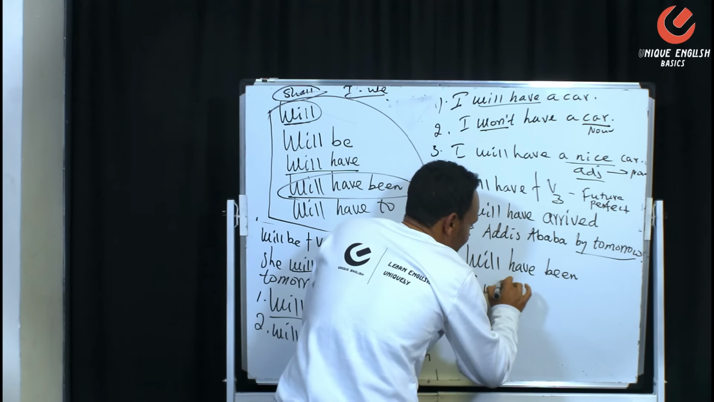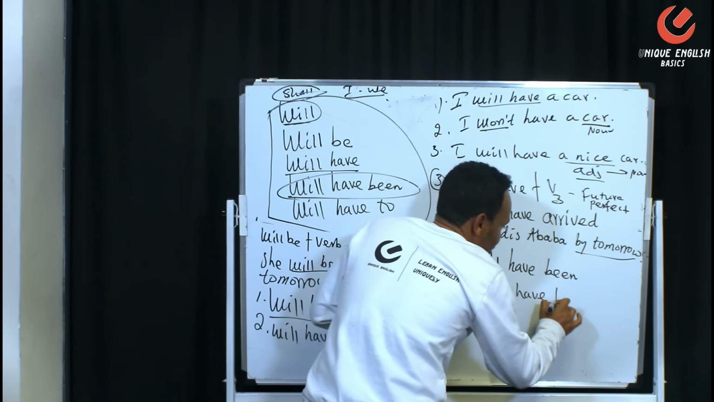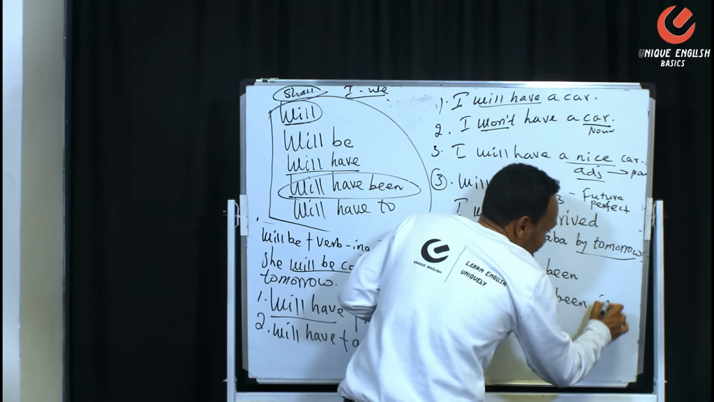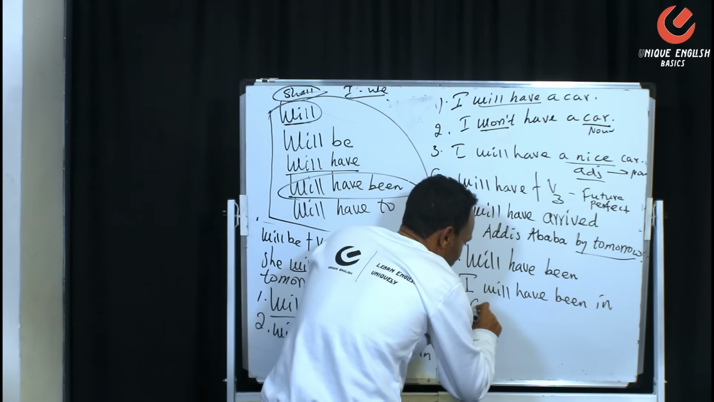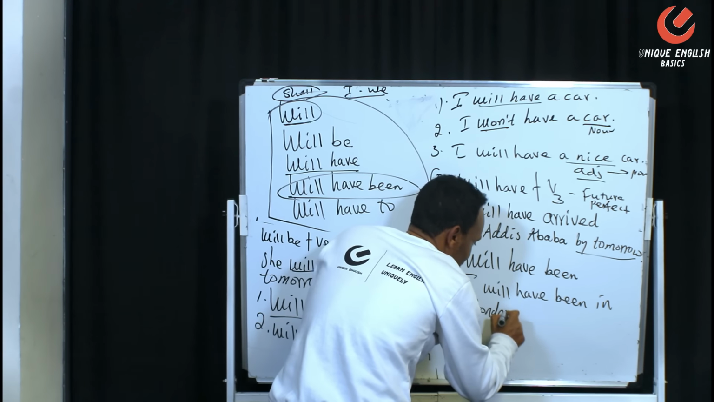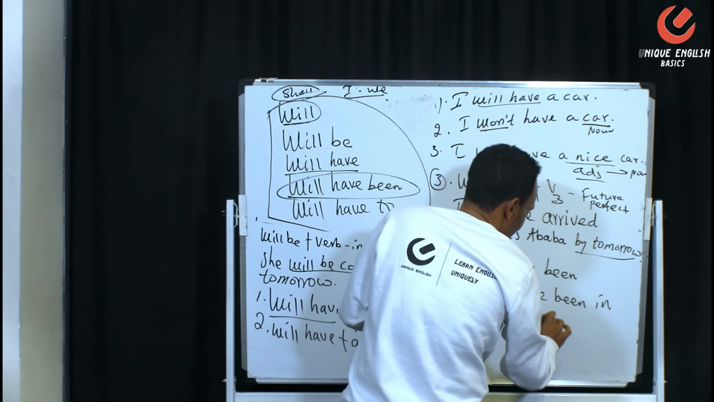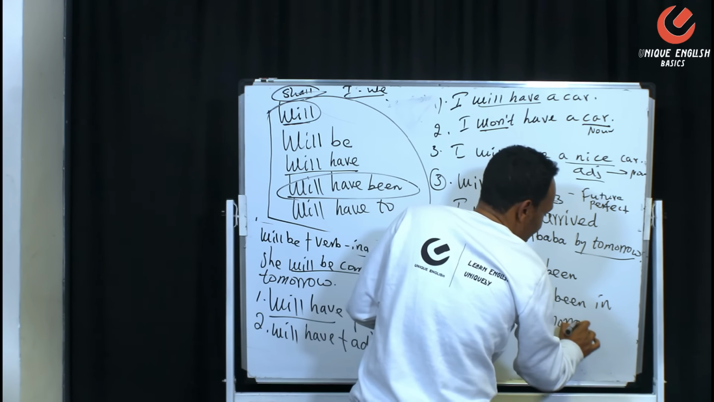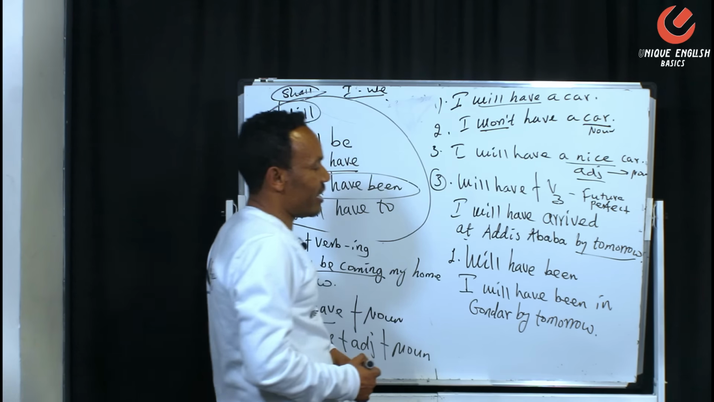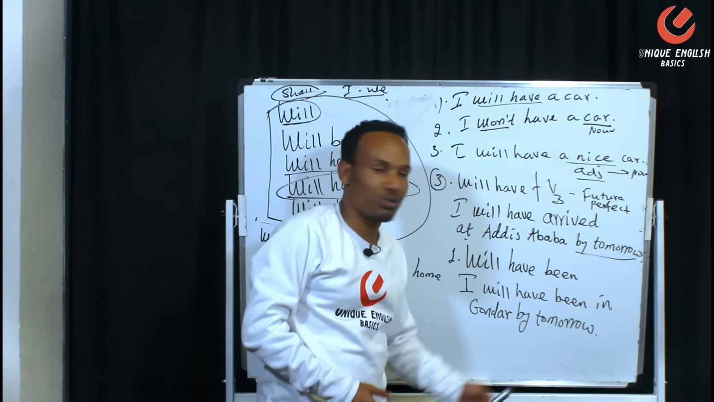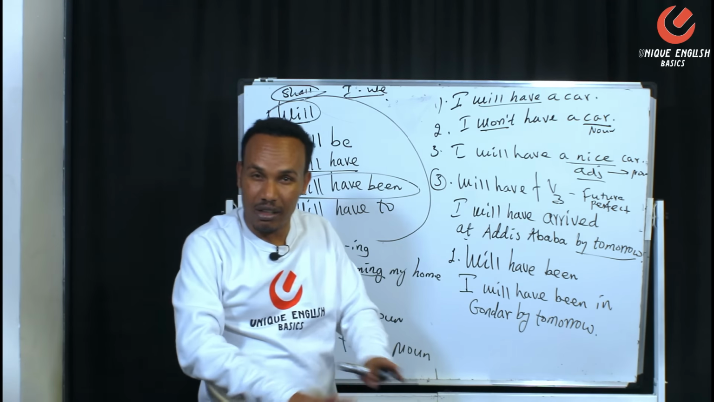I will have been in Gondar. In what? In Gondar. I will have been in Gondar by tomorrow. By what? Or by next week. አይደለም እንዴ? ነገ እኔ የት ነኝ ነው። ነገ እኔ የት ውስጥ እገኛለሁ ነው። ጎንደር ውስጥ እገኛለሁ ነገ እኔ ነው። right?